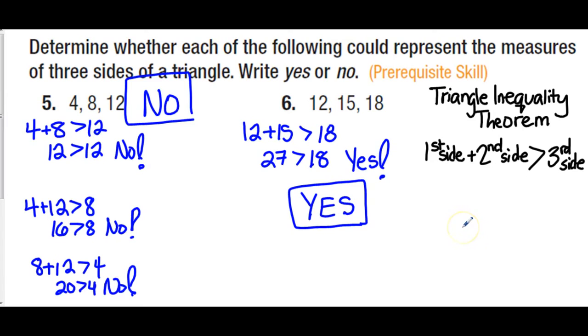So that's our prior knowledge for figuring out whether or not side lengths are a yes or a no for creating a triangle. Very simple, direct train of thought here, but a very powerful one to keep in mind moving forward as we start working with triangles.